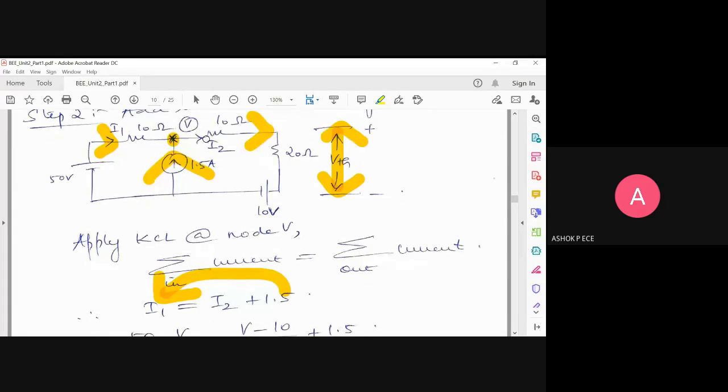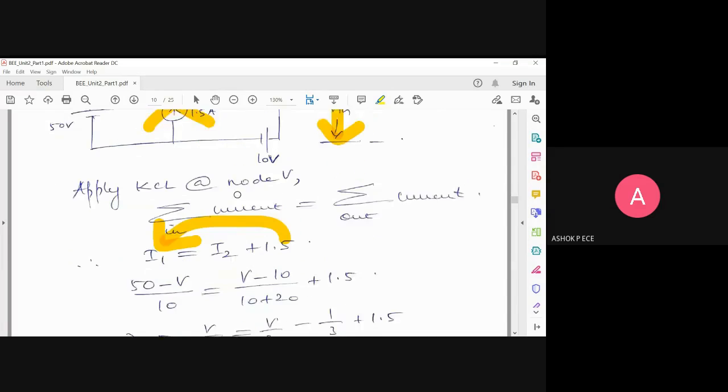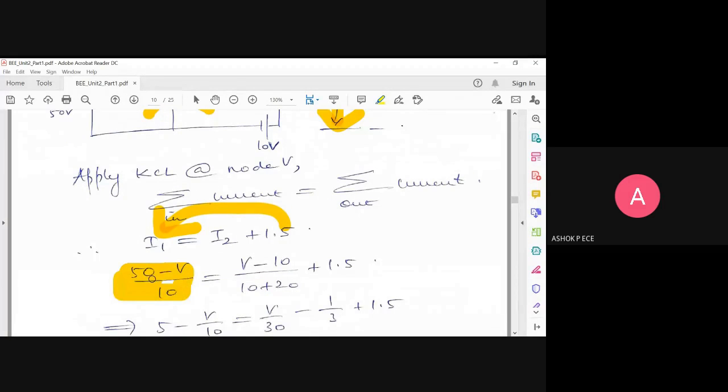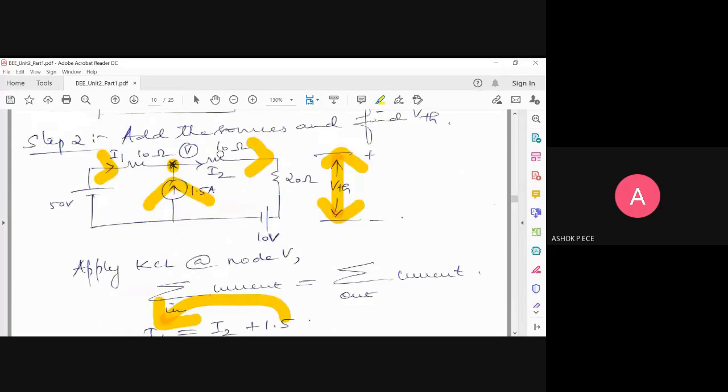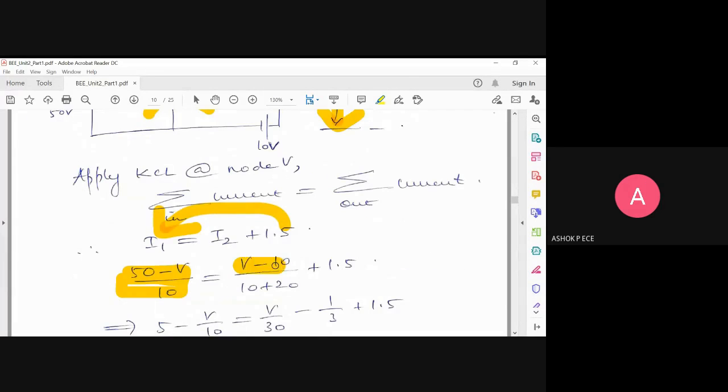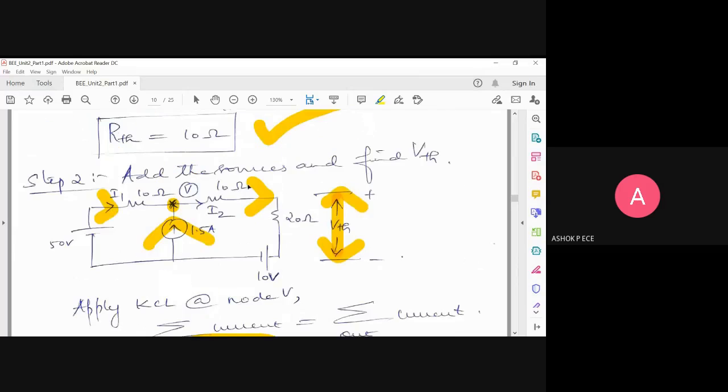I1 plus 1.5 equal to I2. See, I1 is flowing between 50 and V. So I1 equal to (50 minus V) by 10. This is your Ohm's law. I2 is flowing between V and 10. So I2 will be equal to (V minus 10) by, very, very important thing.